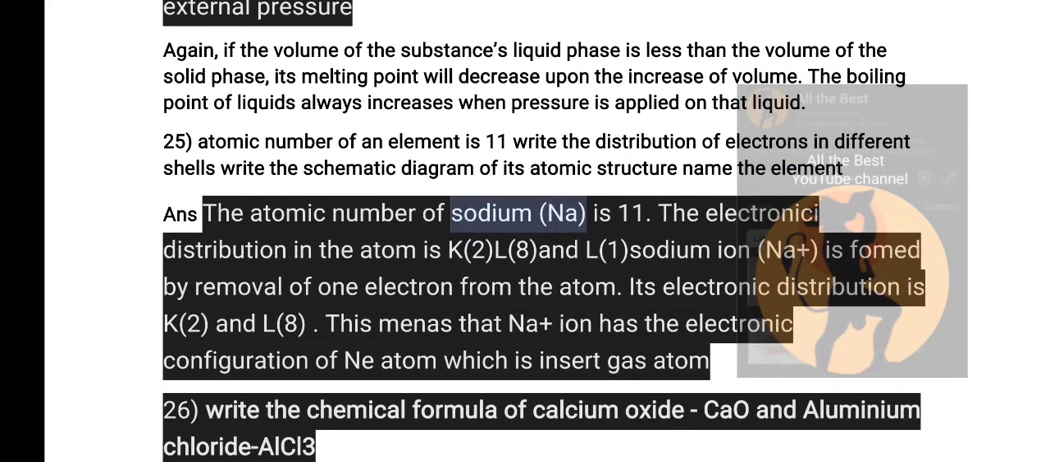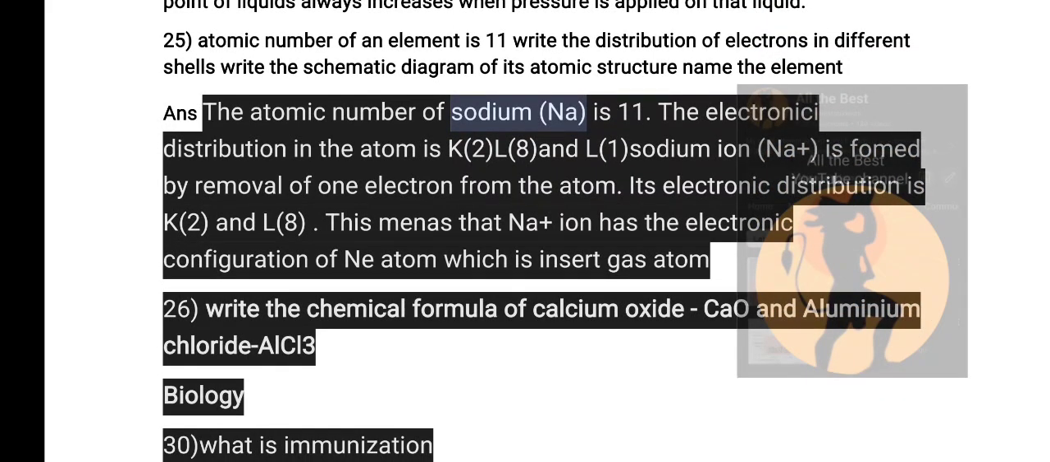Next question. The atomic number of an element is 11. Write the distribution of electrons in different shells. Write the schematic diagram of the atomic structure. Name the element. See, the atomic number of sodium, Na, is 11. The electronic distribution of the atom is K2, L8, M1. Sodium ion Na+ is formed by the removal of one electron from the atom. The electronic distribution is K2, L8. This means that the Na+ ion has the electronic configuration of neon, which is an inert gas atom.